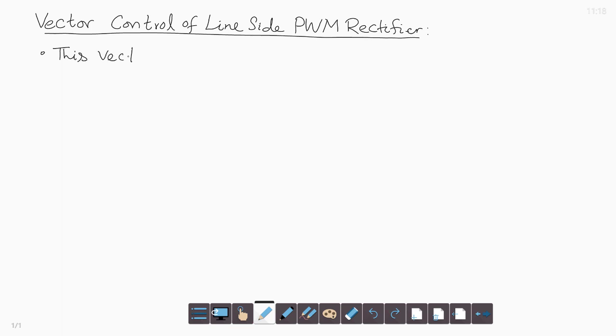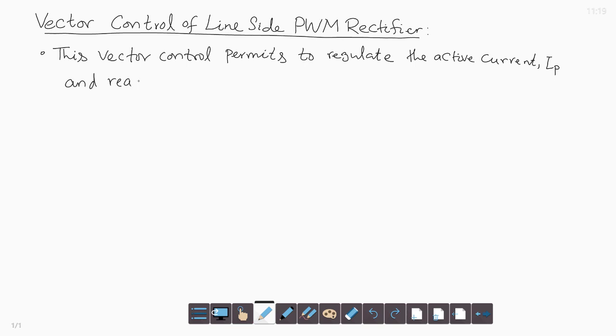So, this vector control of line side PWM rectifier permits to regulate the active current, that means active power component, which is IP, and reactive current, that means reactive power current IQ, independently.